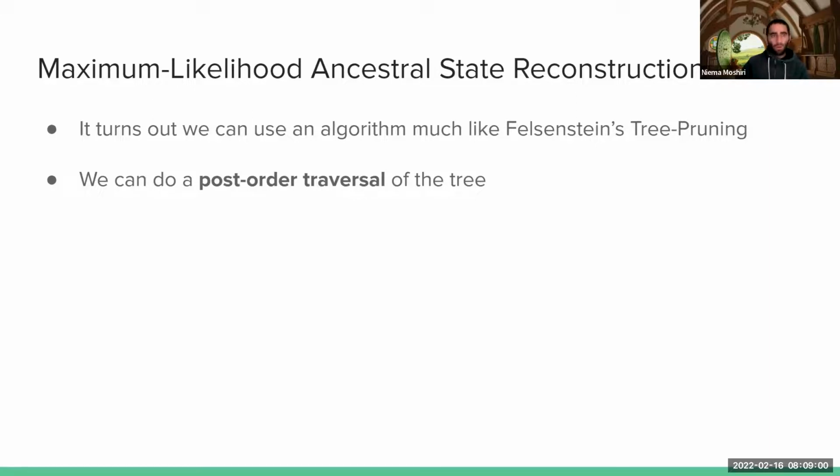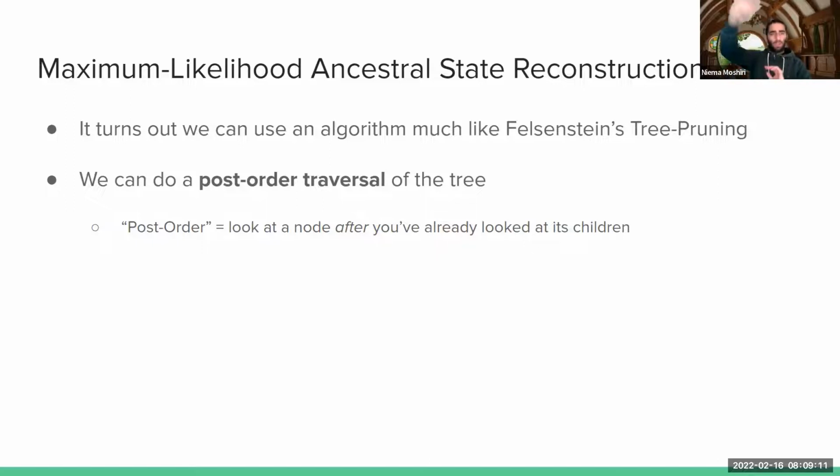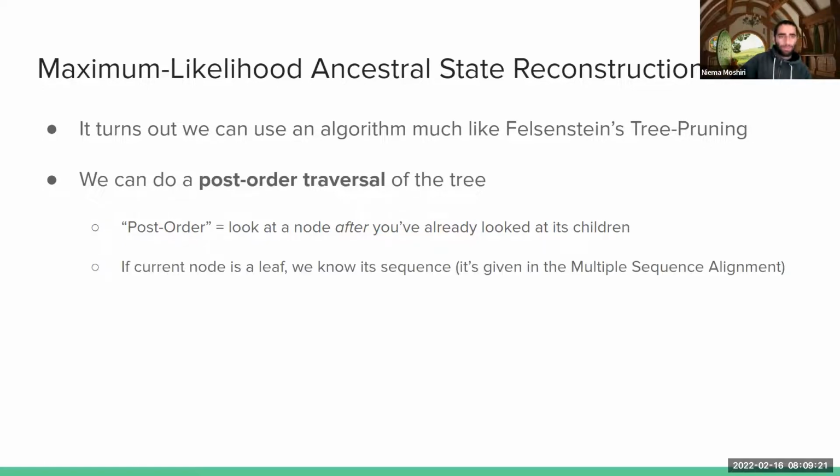But basically, a post-order traversal just means we always will look at any given node after I've already looked at its children. So basically, I'm going to visit all of the nodes of this evolutionary tree, but I'm going to visit the leaves first. And then any given node will only be visited after I've already visited its children. So if the current node is a leaf, I already know its sequence, right? In my multiple sequence alignment, I know the sequences of all the leaves.